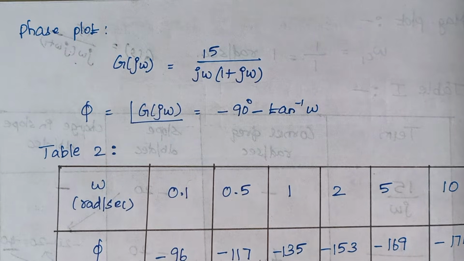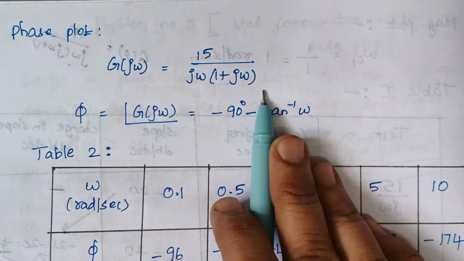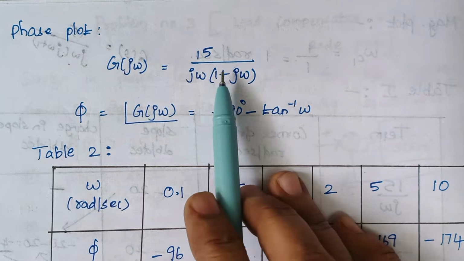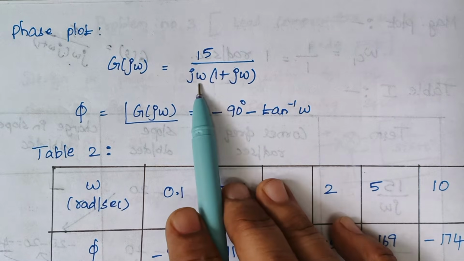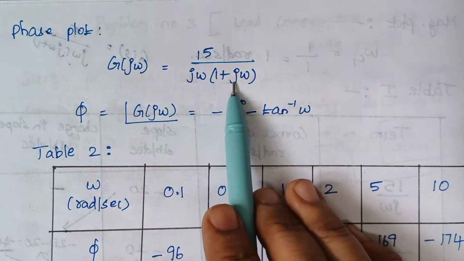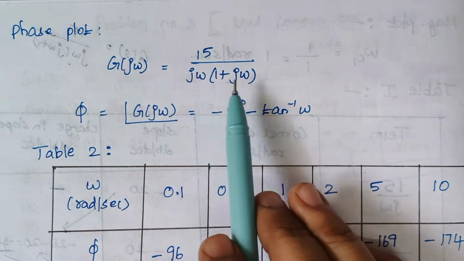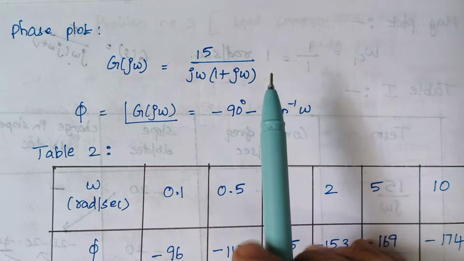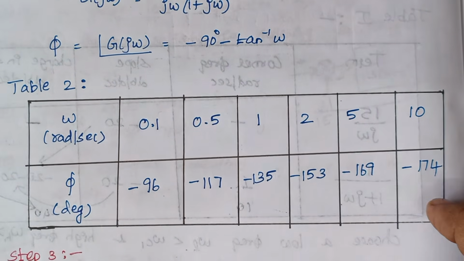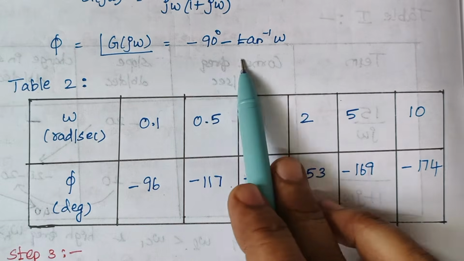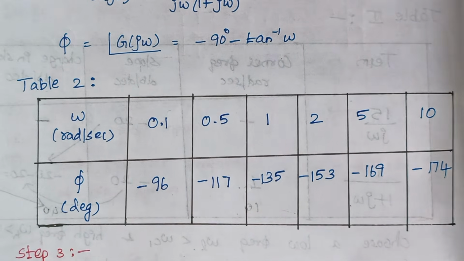Next we are going to calculate the phase plot. The phase plot is given by this expression. Again you see omega in the denominator, this contributes minus 90 degrees, and when you write the expression, this will be tan inverse of omega by 1. When you move this term to the numerator, then we have to include minus. That's it. Again for different values of omega, using this formula just calculate the value of phase angles, right?